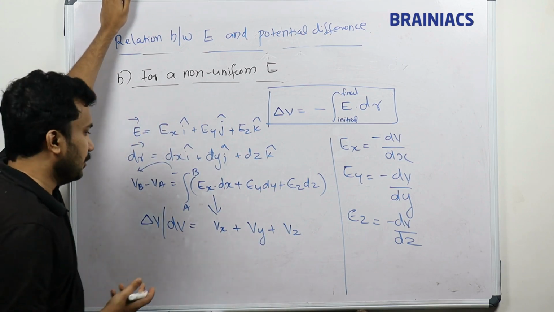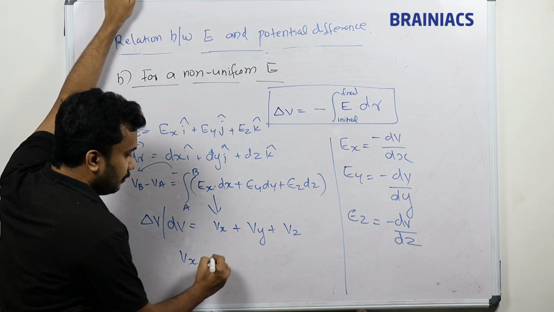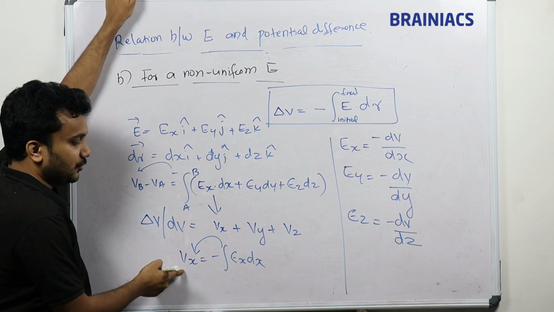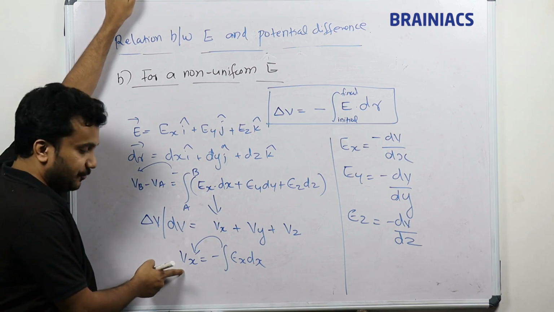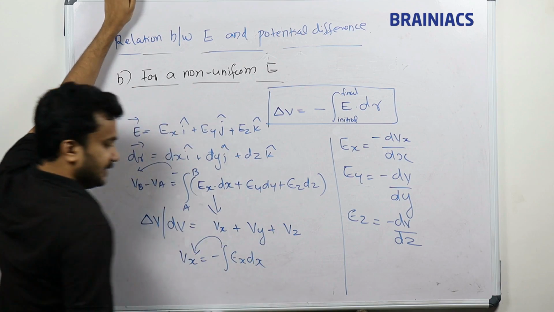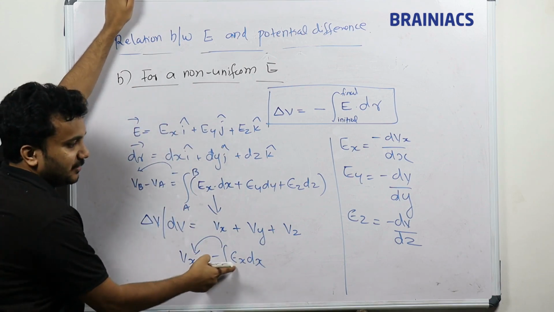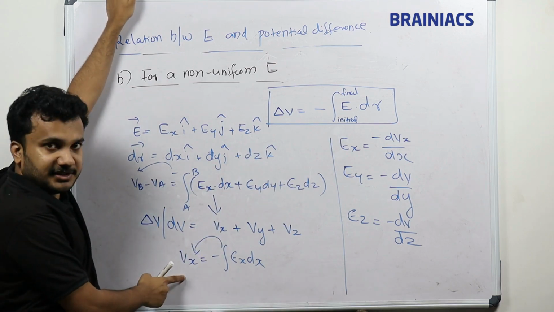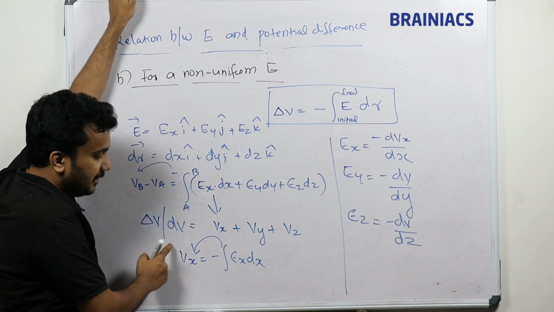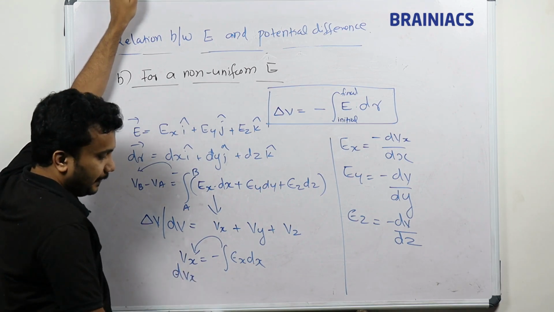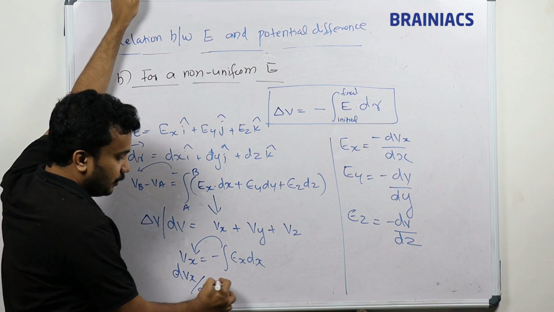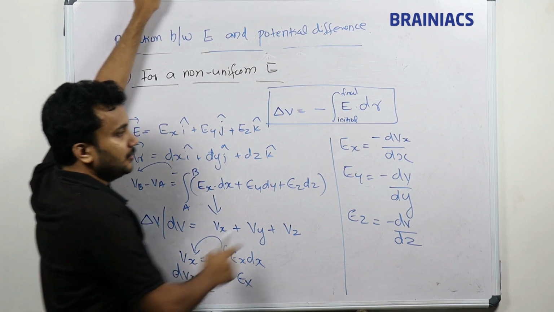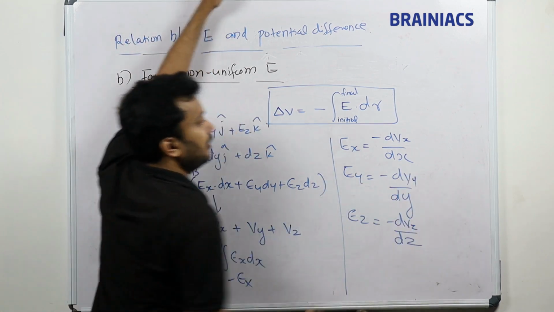So what will Vx be? Vx will be equal to minus integral of Ex into dx. Minus sign, take it to the left hand side. So it becomes dVx. dVx divided by dx will be equal to Ex. Integration when taken to the left hand side becomes differentiation. So dVx divided by dx will be equal to minus Ex. So the minus will go to the left side, and we'll get Ey and Ez accordingly.